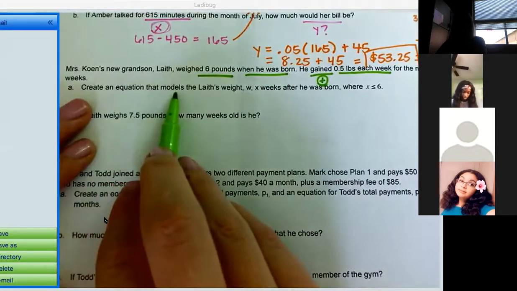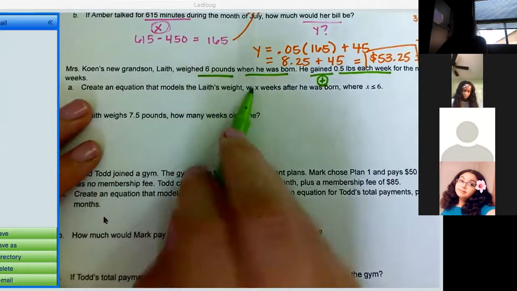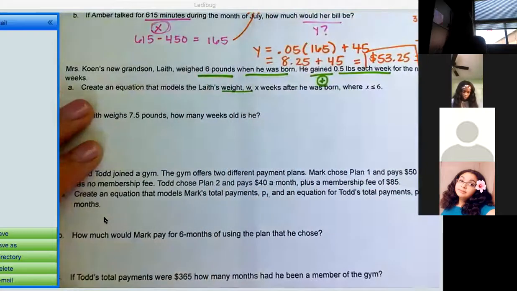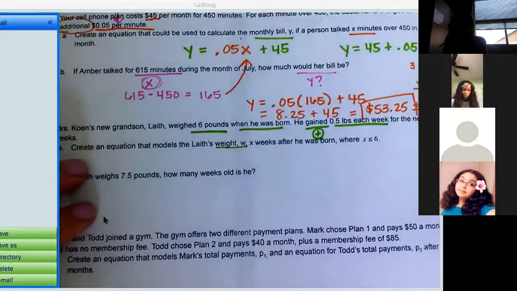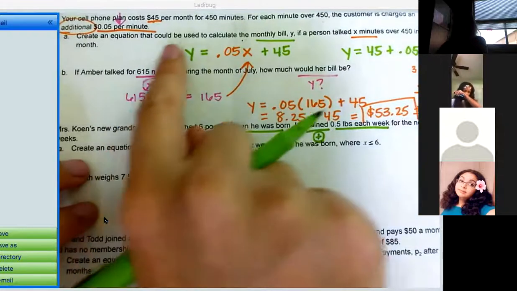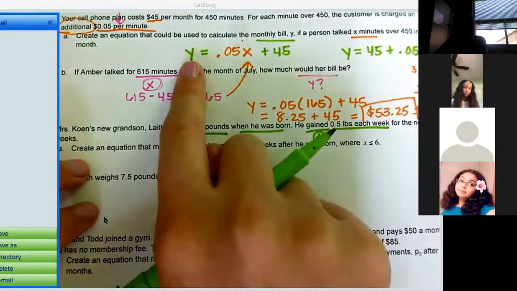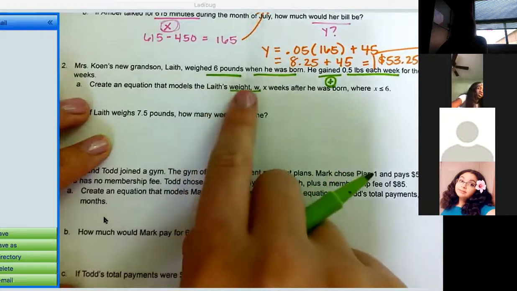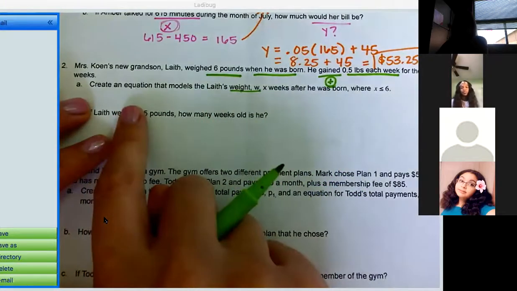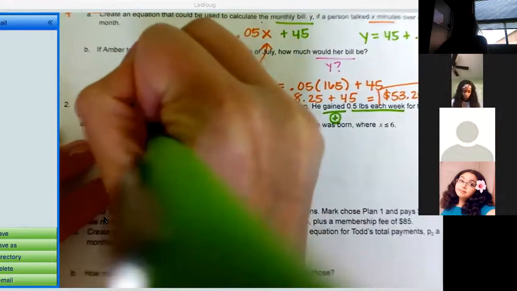Create an equation that models the weight W. So if I want the equation for W, what do I write? What did we do up there? It said create an equation for the bill Y. So what did I write? Y. So if I want an equation for the weight W, what do I write? W equals.